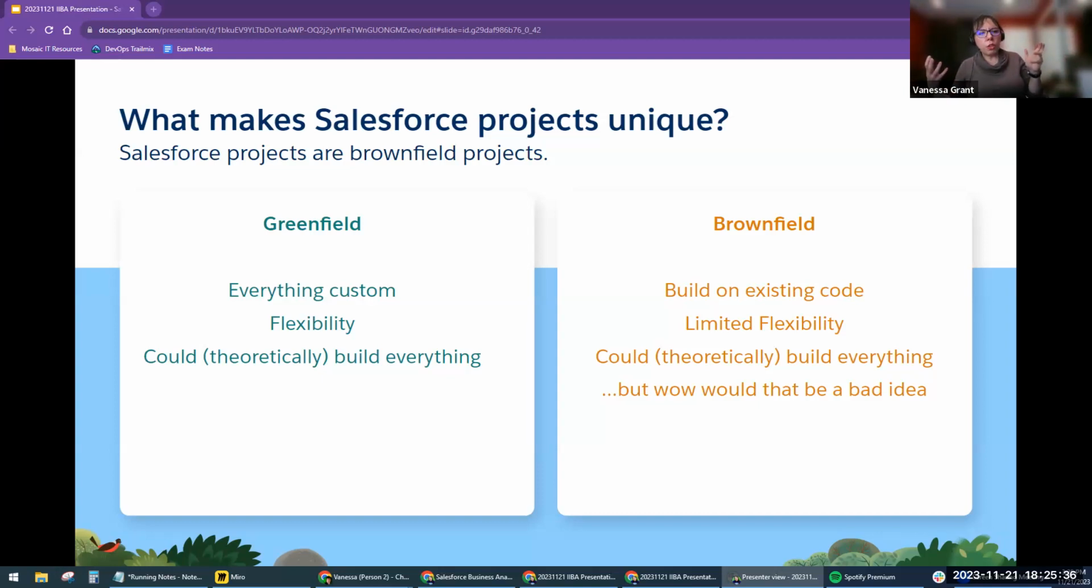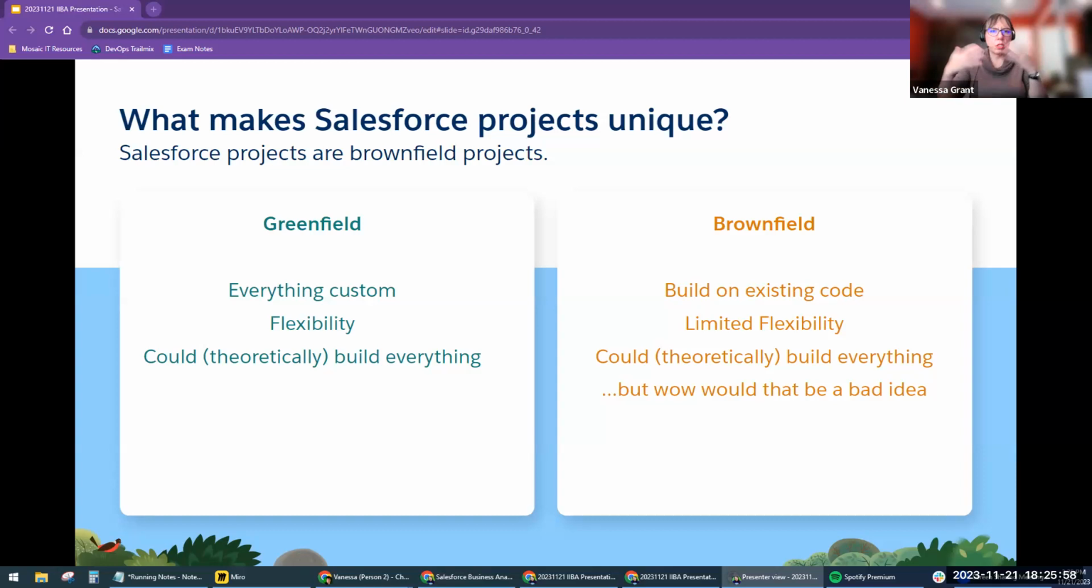So with greenfield projects, everything's custom. You have all the flexibility in the world. Any idea is potentially a good idea and can possibly get built because you're just building. You're just coding the whole thing. When you've got a project like Salesforce where they're going to be more brownfield, what we're saying is that you're building this on existing code.